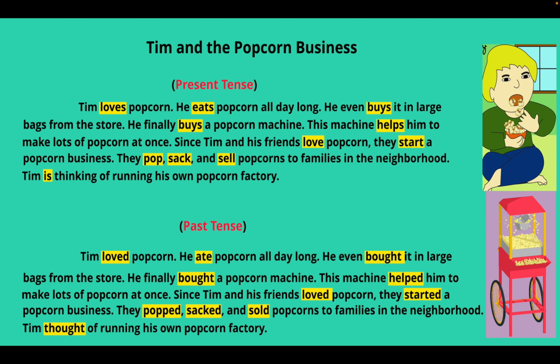So, here what did we do? To change the tense, we simply added ed to some of the verbs. But there are other verbs which are irregular and they change the spelling. So, the past tense of love is loved, eat is ate, buy is bought, help is helped, start is started, pop is popped, sack is sacked.